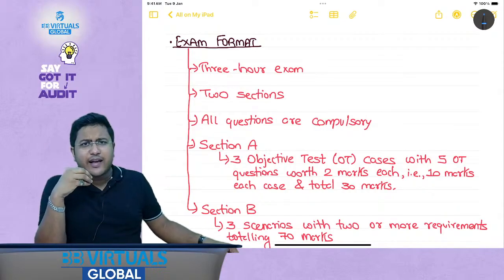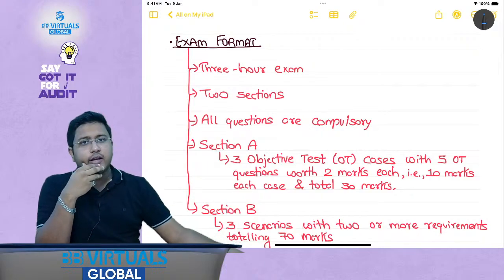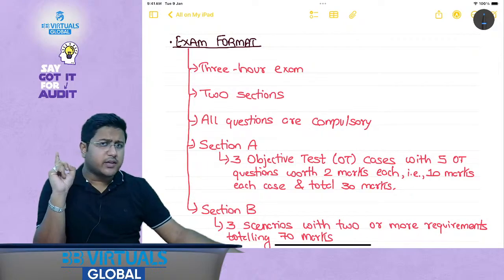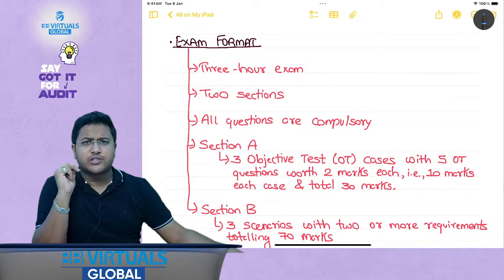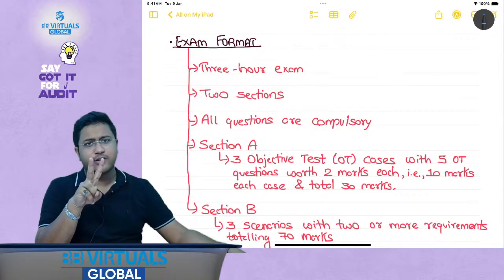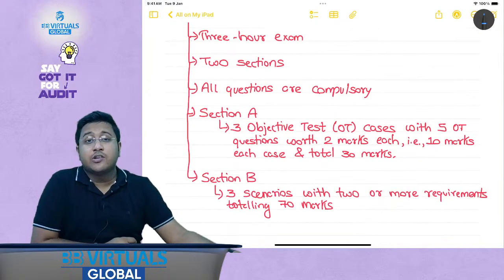When I talk about the exam format, what is more important here is that it's a 3-hour exam. So not 3 hours 15 minutes, no, it's a 3-hour exam. Okay, 3-hour exam. That is something that you should remember. Then 2 sections are there, so not 3 sections. Section C is not there, there is only section A, there is only section B. Then all questions are compulsory, that is, there is no choice.